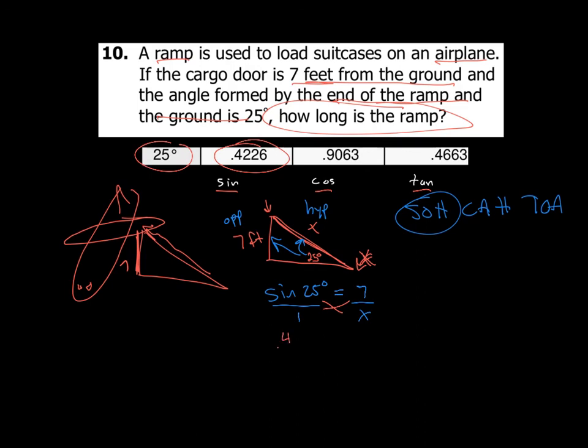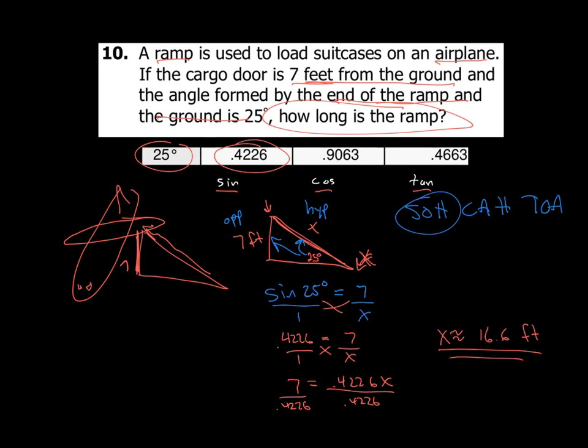So 0.4226 is equal to 7 over x. Put this over 1. Cross multiply. I'm going to get 7 equals 0.4226x. Divide by 0.4226 on both sides. And we're going to get x is approximately 16.6 feet. And that's it.